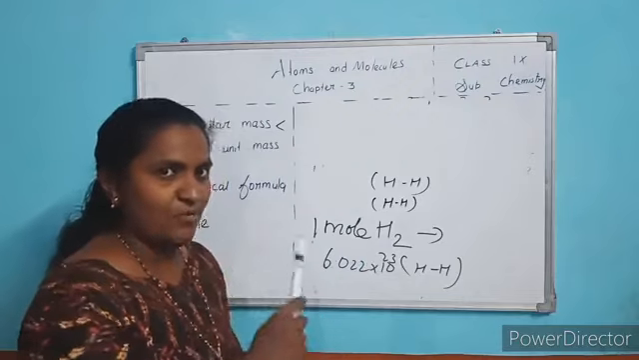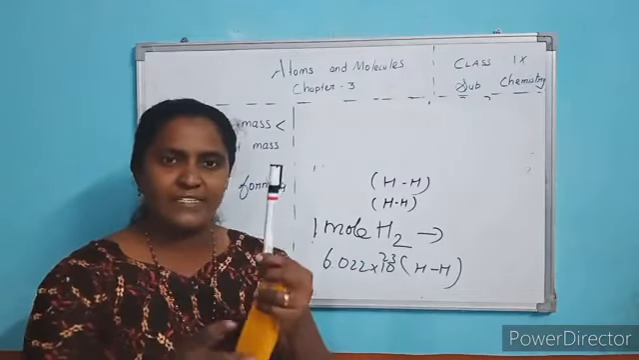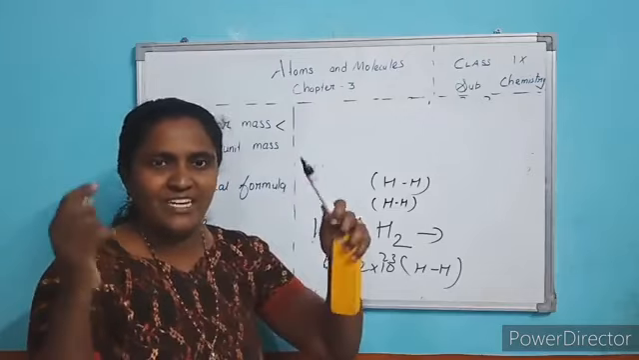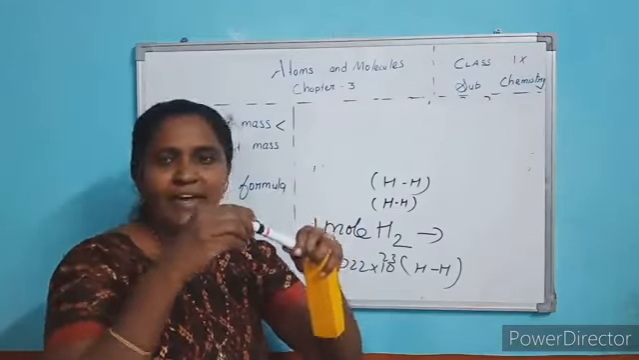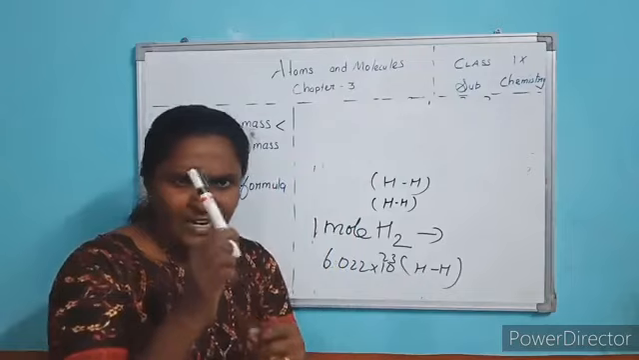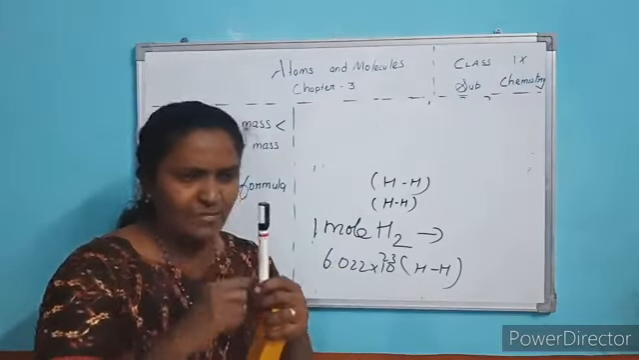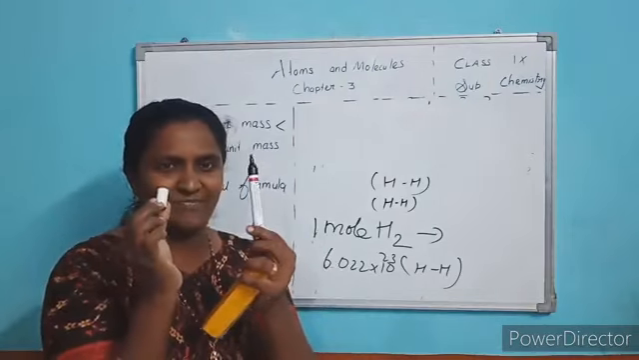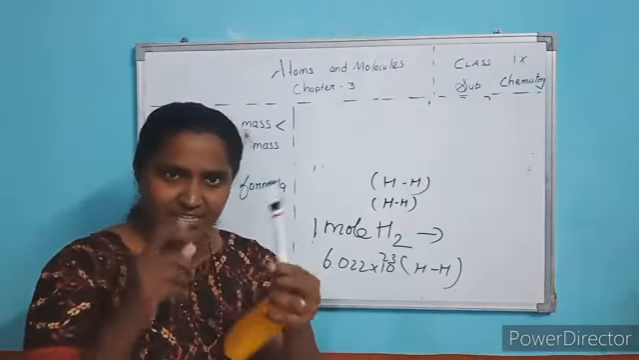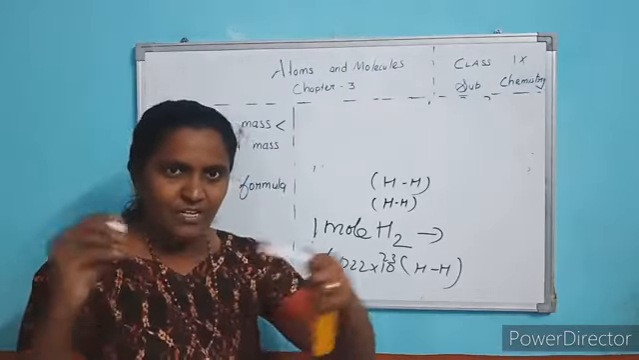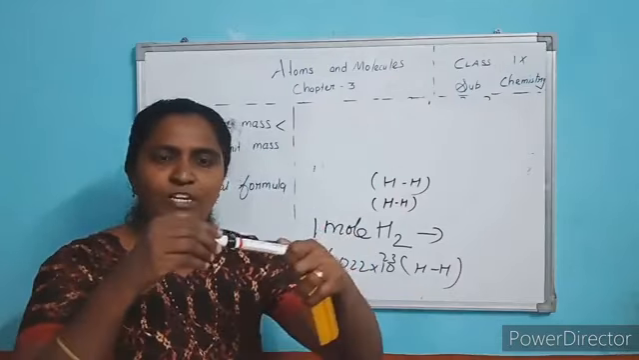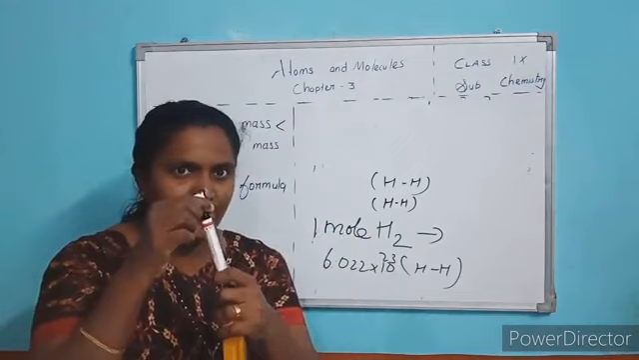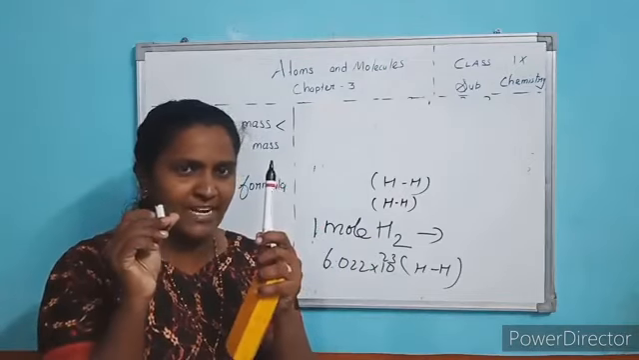Look at children, I will tell you one example. This is 1 hydrogen molecule. Hydrogen joins hydrogen to form an H2 molecule. 1 hydrogen molecule contains how many hydrogen atoms? 2 hydrogen atoms. Clear? This is an H2 molecule because 1 hydrogen and another hydrogen bonded to form an H2 molecule. So, 1 H2 molecule contains how many hydrogen atoms? 2.